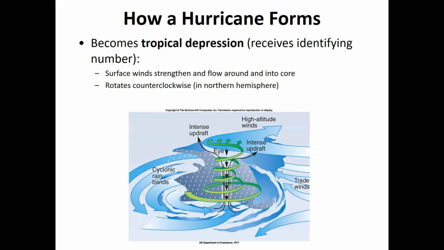And so the tropical disturbance, that low pressure anomaly, as it goes through this feedback loop, the pressure drops and the wind speed begins to increase until eventually it becomes what's known as a tropical depression. A tropical depression is categorized by a certain barometric pressure and a certain wind speed, and receives an identifying number. In going from a disturbance to a depression, surface winds strengthen and flow around and into a core. It rotates counterclockwise in the northern hemisphere, clockwise in the southern hemisphere.